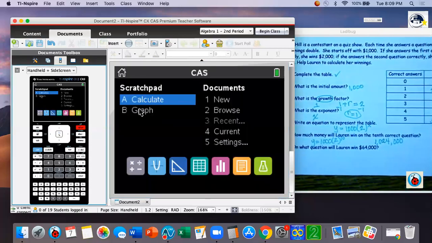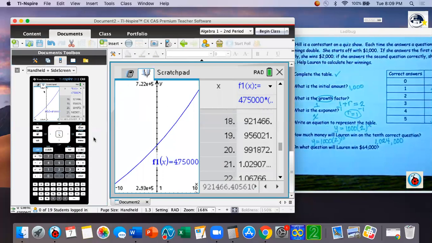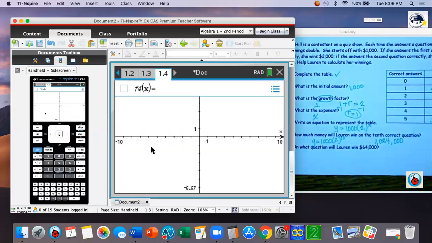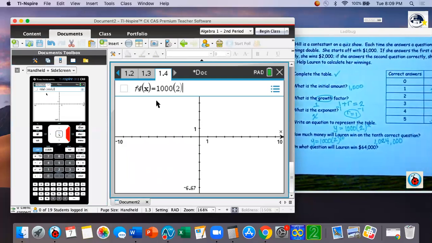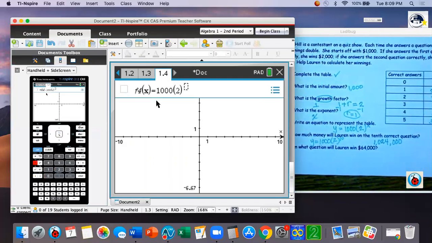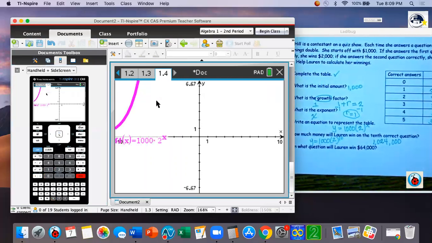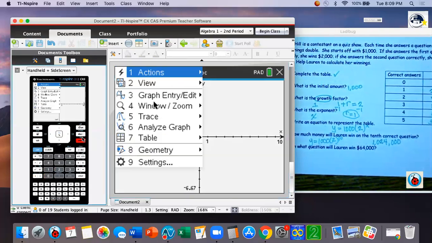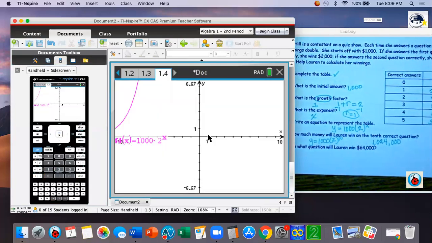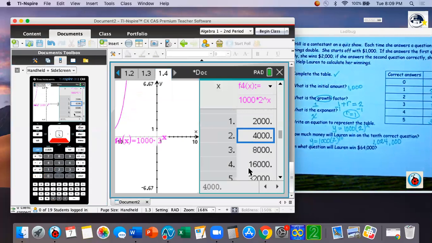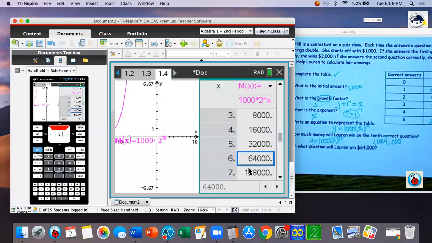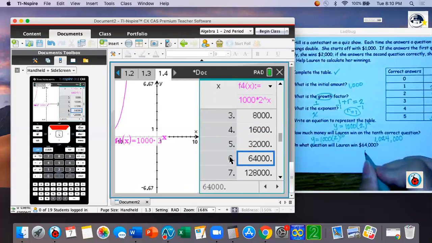And on what question will Lauren win 64,000? So again, we would go to our graph and let's go to new graph. So here we would have 1,000 times 2 to the power of X. And we want to look at our table, the menu table split screen, and we want to know when she reached 64,000. 64,000 would be here on her 6th question. Okay.